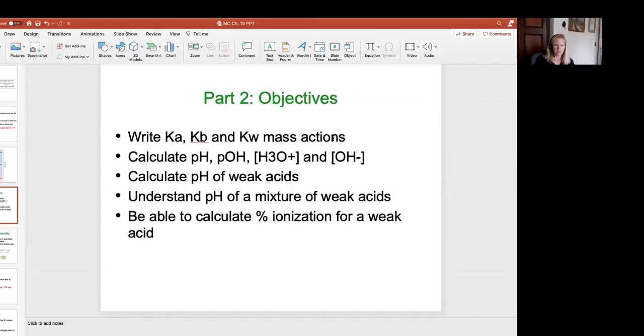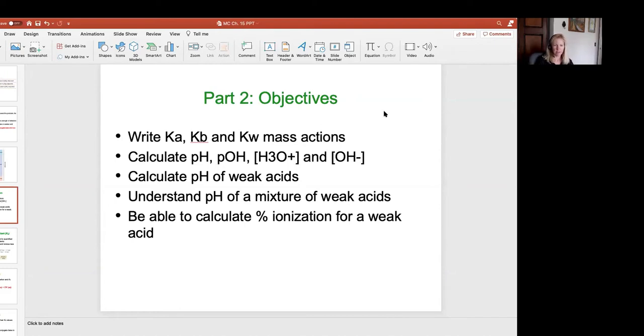So before we start that, let's just review our objectives for this part. We talked a little bit at the end of part 1 on writing Kas. So this is your equilibrium constant in terms of acid dissociation, your equilibrium constant in terms of base dissociation, and the auto-ionization of water. And we can apply that as a Kw, and we're going to introduce that. And we can write all these mass actions.